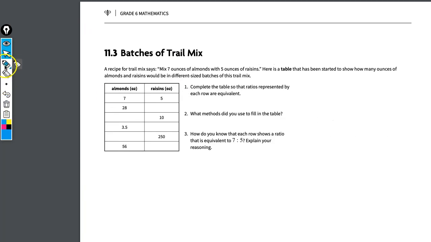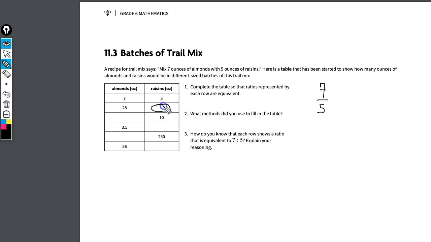So we're going to try to fill in the rows here. Almonds and raisins, we're making trail mix. Why is there no M&Ms in there? I mean, why even bother? So my ratio, of course, is 7 over 5. That's really all we need.